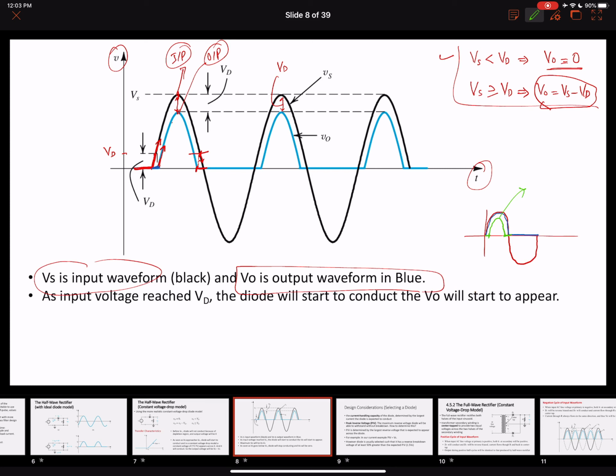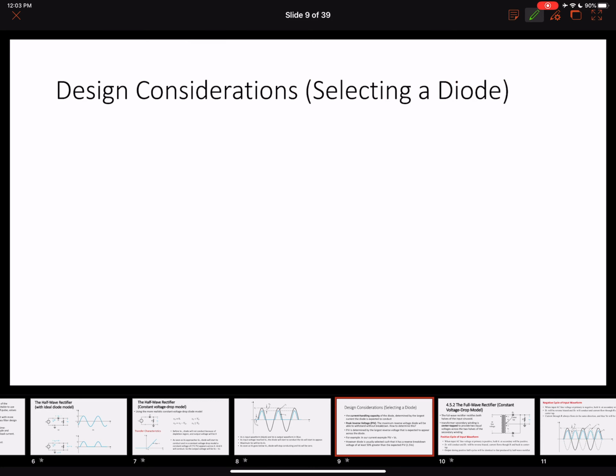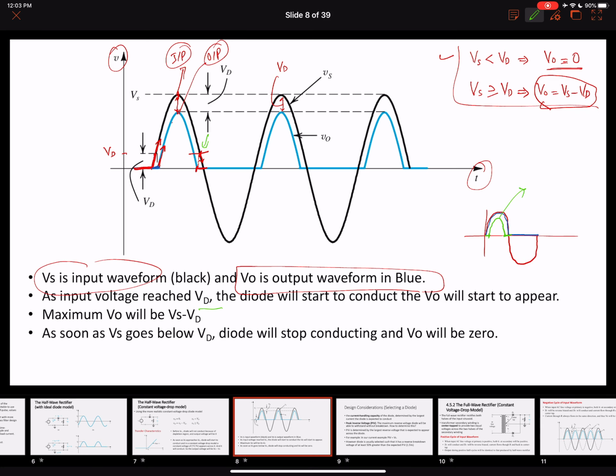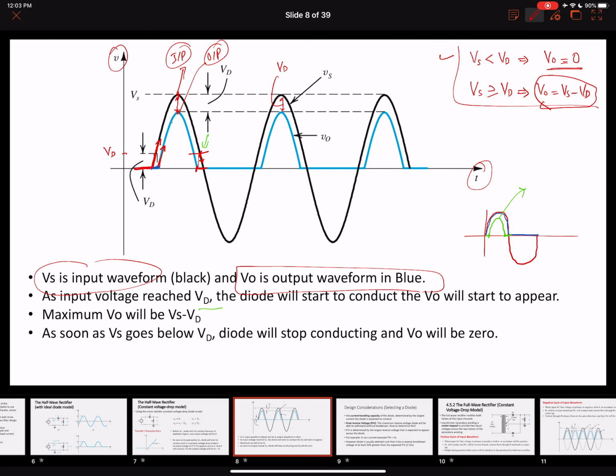As the input voltage reaches Vd, the diode will start to conduct and V0 will start to appear. Maximum V0 will be Vs minus Vd. We talked about this. And as soon as the input goes below Vd, at this point, the diode will again stop conducting and the output voltage will become 0. Alright, so this is another example where we have used a constant voltage drop model, a much more balanced model than an ideal diode model.